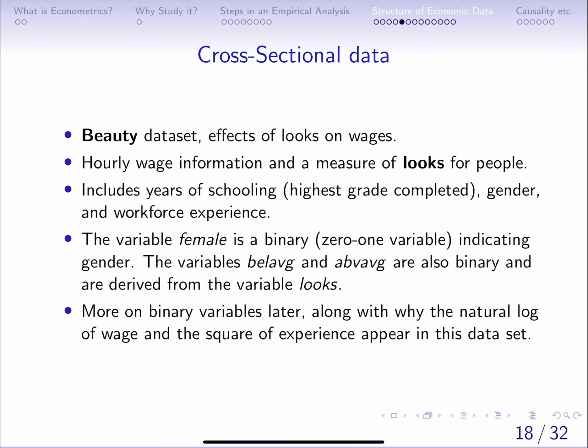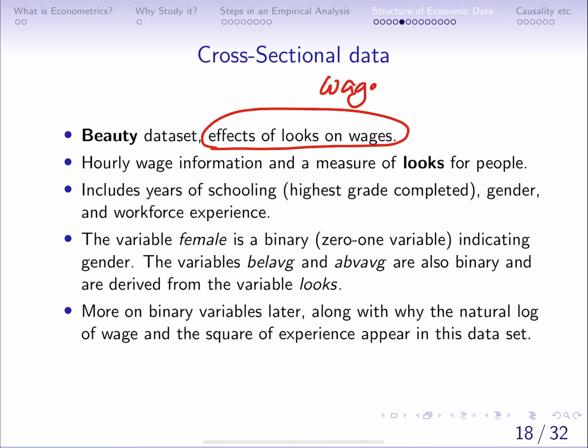Now, to put all of this into context, I think it's always good to take an example. So we'll take this example, which was a study published back in 1994 that looked at the effects of looks on wages. Basically, what we're doing again is saying wages are a function of looks and maybe some other things. So we're really interested in what is the effect of looks on wages.